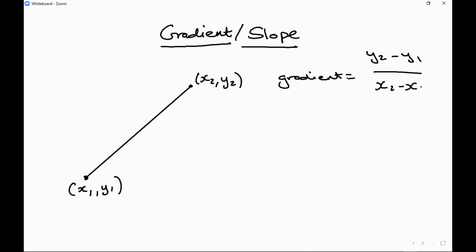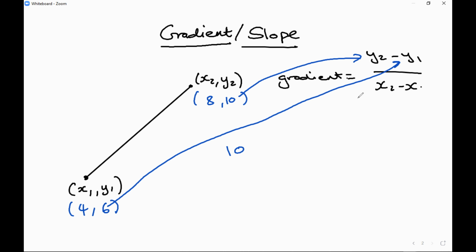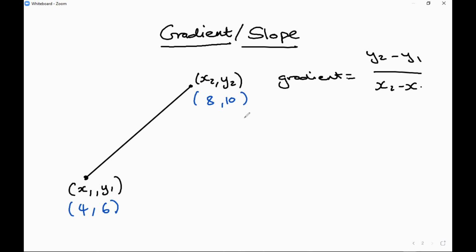Let's look at an example. Let's suppose this point over here is given to me as 4, 6. And this point over here is given to me as 8, 10. If I want to find the gradient of this, remember 10 is going to go into y2 and 6 is going to go into y1. Right? 10 minus 6. And we always keep the y values at the top. So the y values stay at the top and the x values stay at the bottom.